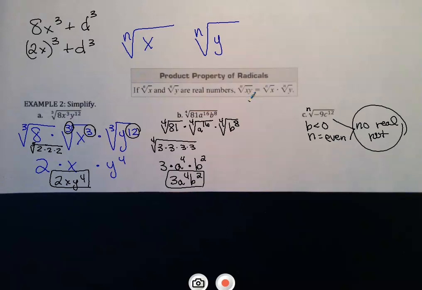Oh, if it's just a variable, because you still don't know b, so yeah, you would just say it was c to the 6th. I see what you're saying. We would assume it was positive. Oh, okay. Yeah, we just assume that it's positive. I see what you're saying. Yes. Okay.